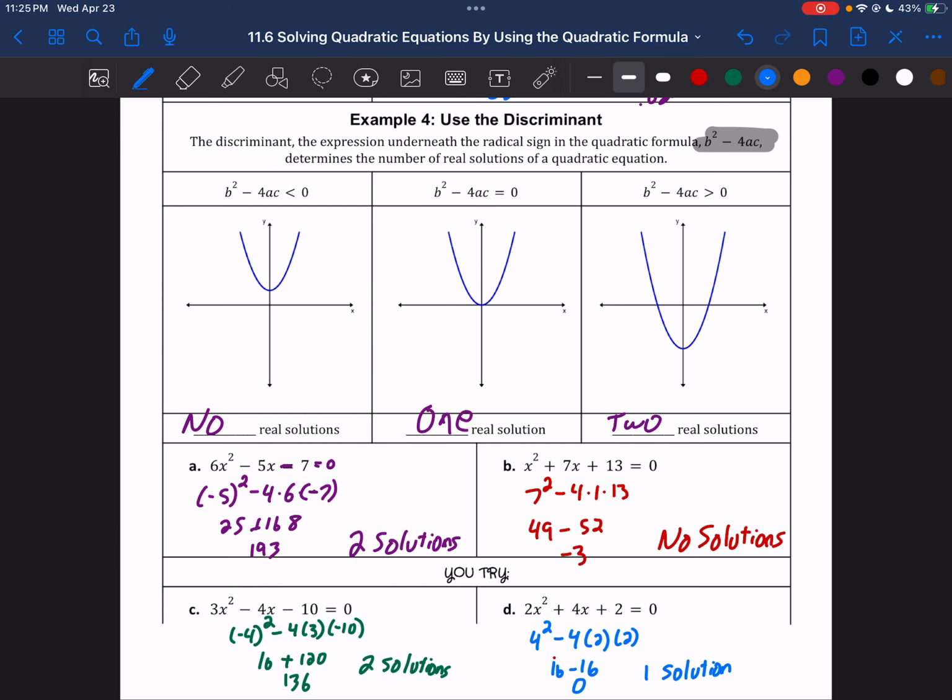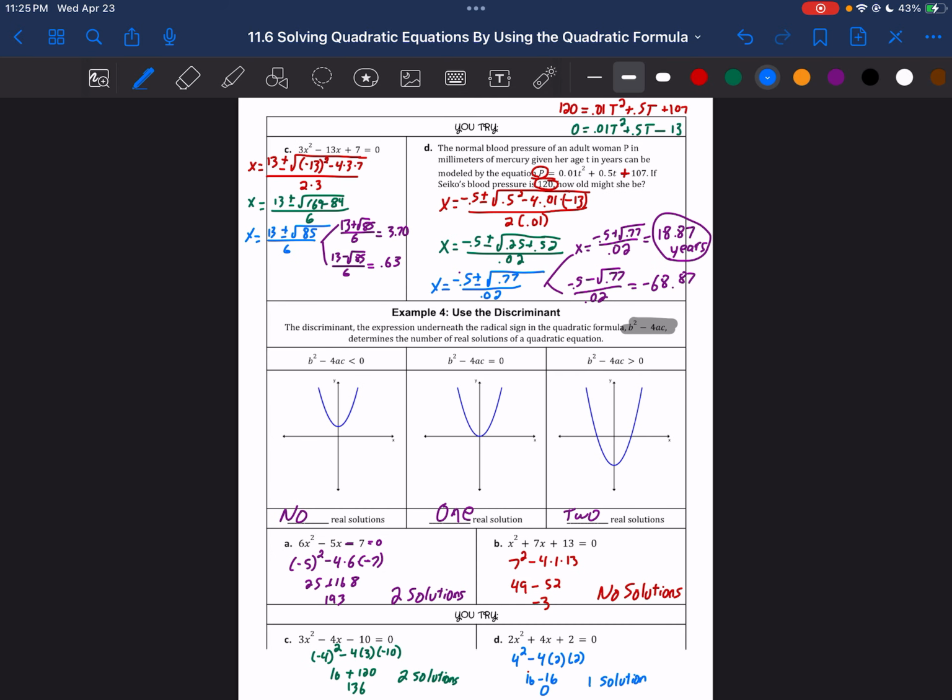And there you have it. That is the quadratic formula and the discriminant, 2 of the most powerful formulas that you are going to learn in Algebra 1.